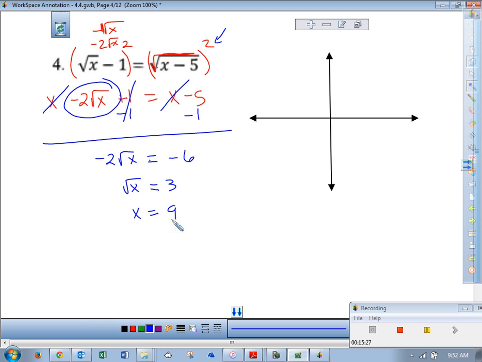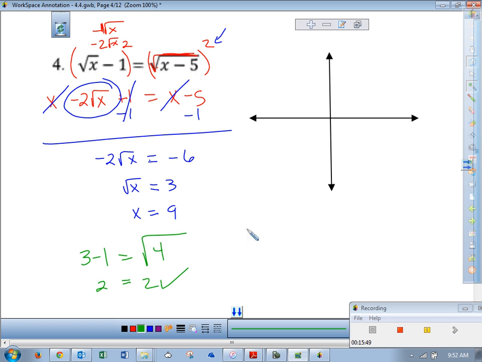X equals 9. Let's check to see if it actually worked. Square root of 9 is 3 minus 1 equals the square root of 9 minus 5, which is 4, right? 3 minus 1 is 2, and the square root of 4 is 2. He checked, right? So that was good.